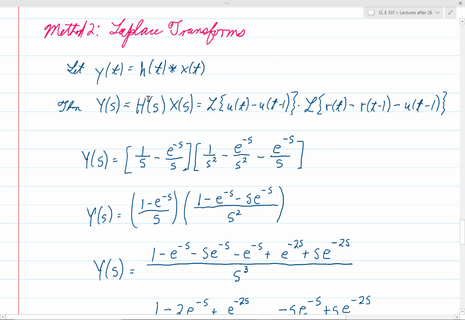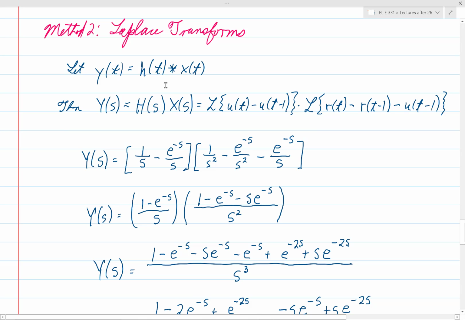Okay, so I'm going to call this convolution, I'm just going to give it a name so that I don't have to always write h of t convolved with x of t. I'll just call it y of t. And so Laplace transform theory tells us that if we take the Laplace transform of both sides of that equation, on the left-hand side we'll get y of s, and on the right-hand side we get the Laplace transform of the convolution, which is just the product of the individual Laplace transforms. And so we get h of s times x of s.